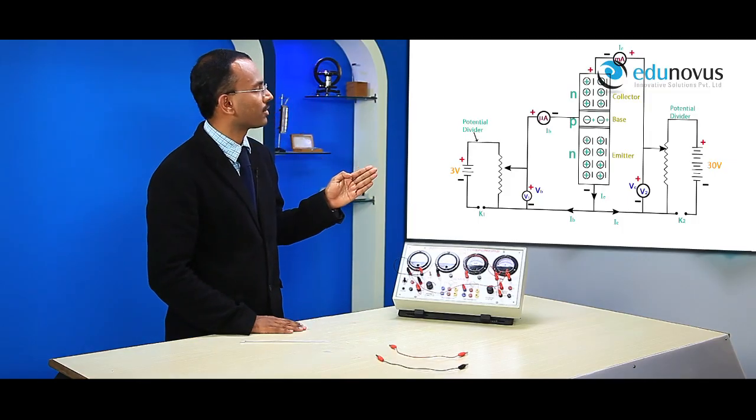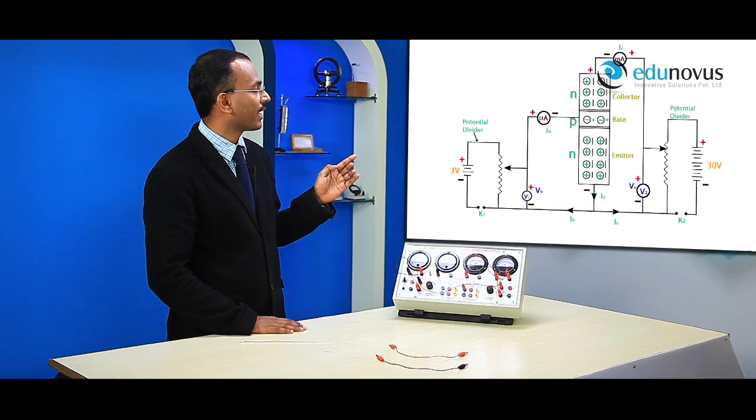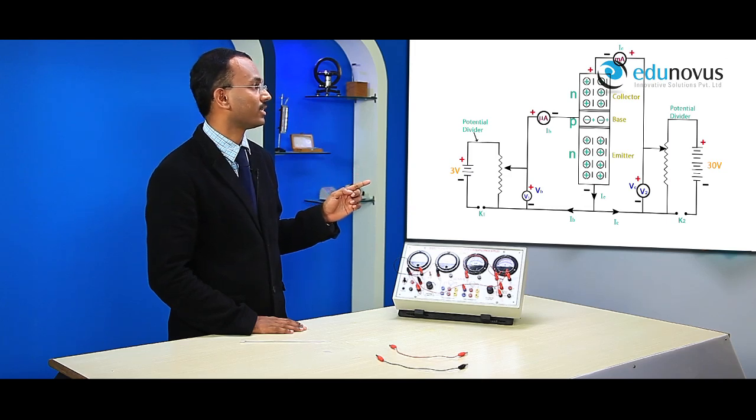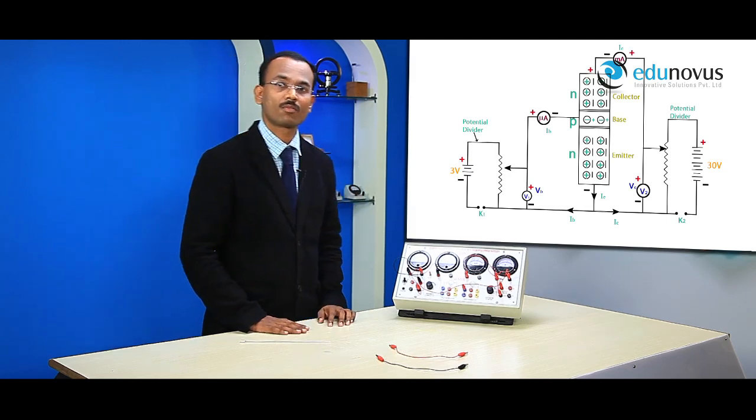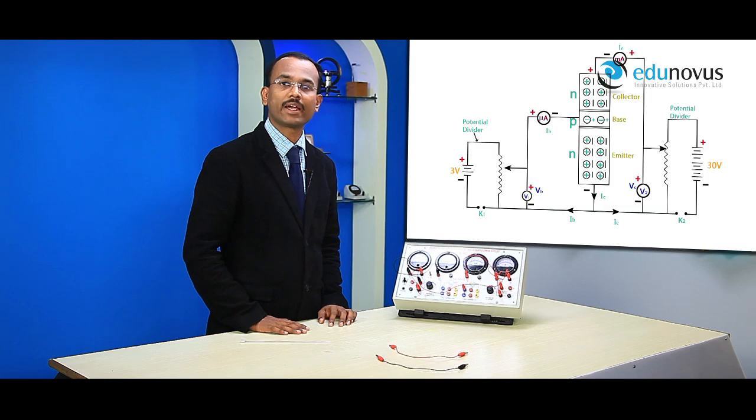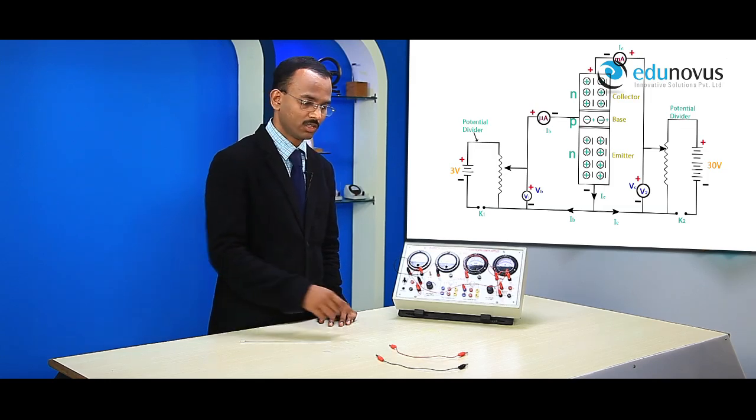As you can see in the circuit diagram, the negative terminal of the input ammeter is connected to the base of the transistor since it has to measure the base current, and the negative terminal of the output ammeter is connected to the collector of the transistor since it has to measure the collector current. So let me connect the negative terminal of the input ammeter to the base of the transistor using this connecting wire.